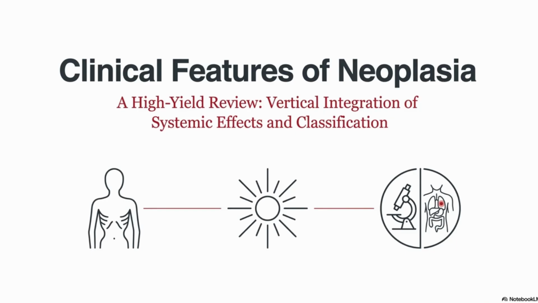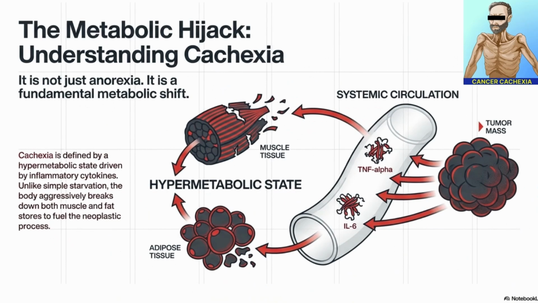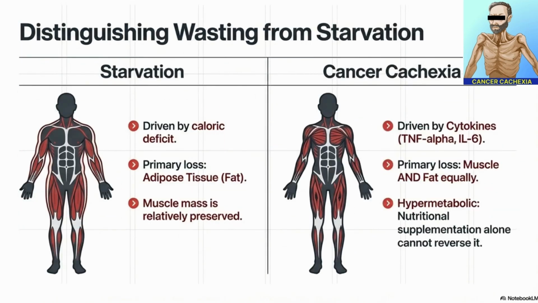Enough about the theory. Now let's talk about the clinical features of neoplasia. The first one here is cachexia, or the wasting. It's not just the lack of appetite, it's a hypermetabolic state driven by TNF-alpha and interleukin-6. The result is loss of muscle and fat equally, unlike starvation.